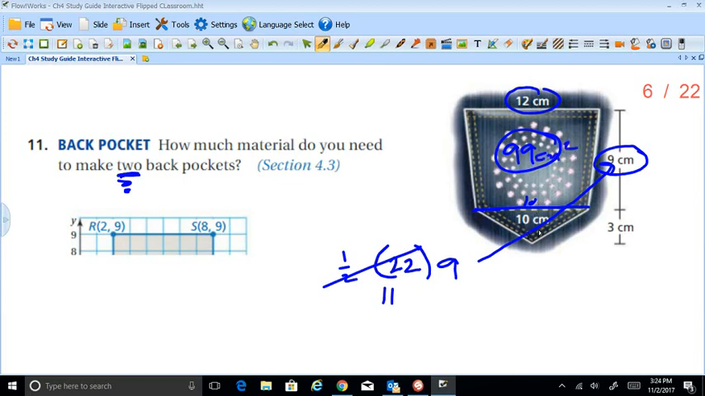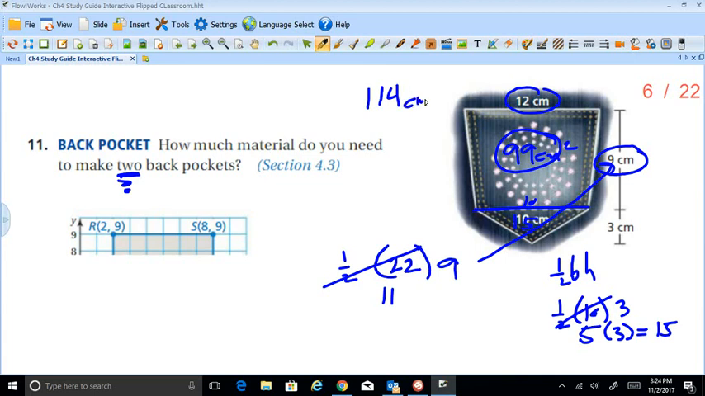The triangular portion, base is 10, height is 3. So half times base times height. Half of the 10, which really is 5, times the height, which is 3, and 5 times 3 is 15. Together, 99 plus 15 leaves me with 114 square centimeters for one back pocket.